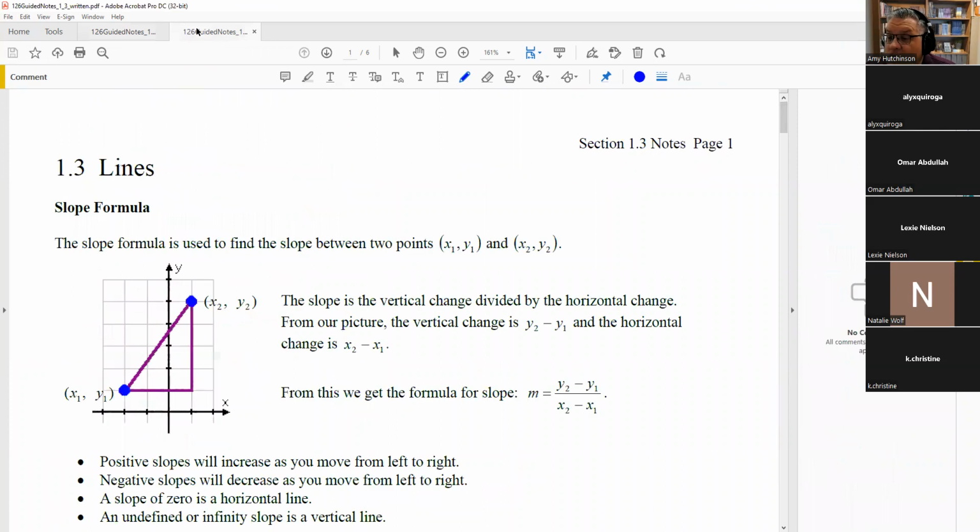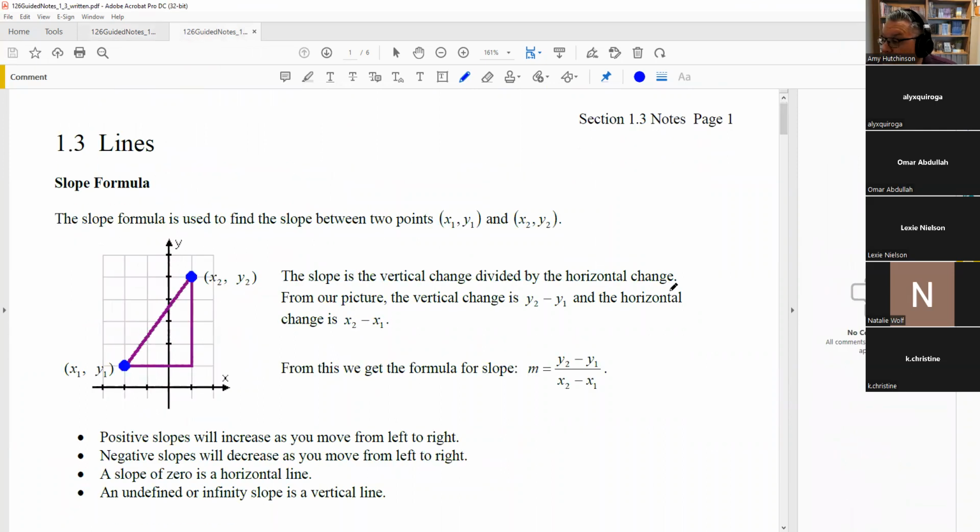So we're going to go on to 1.3, and 1.3 is, again, a review section. You might have seen this before. It's talking about graphing lines by using slope and y-intercept. So that's what we're going to talk about in this section. First of all, the first part of this is in your notes already. This is all written out for you.